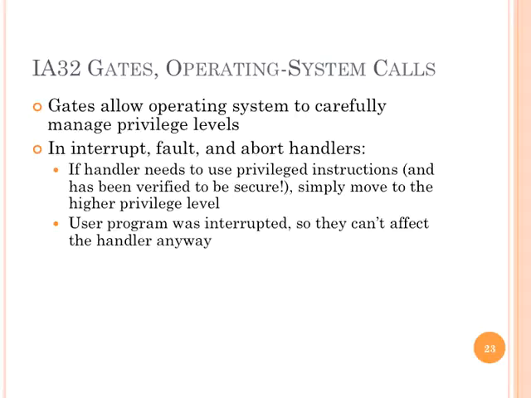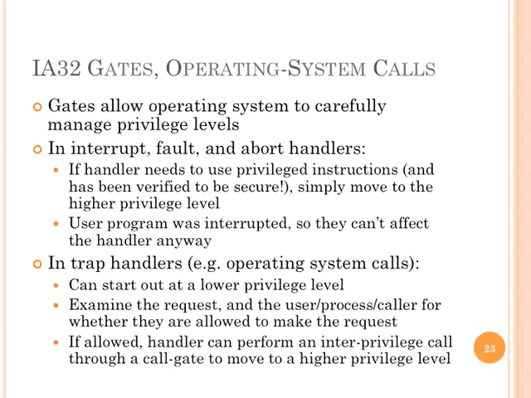Okay, so we can manage privilege levels. We can do things like this. If the interrupt or fault or abort handler has to do privileged operations, which almost always it does, then we just jump to the higher privilege level before executing the handler. Okay? The program was interrupted. It can't affect the handler anyway, so we're okay.